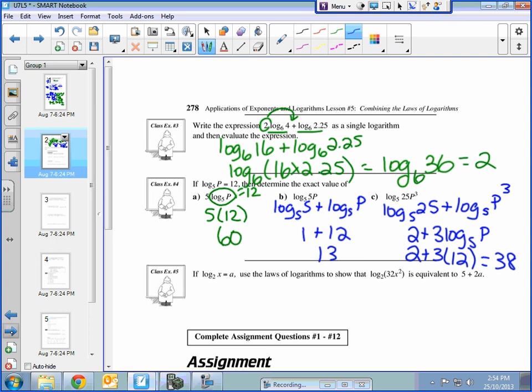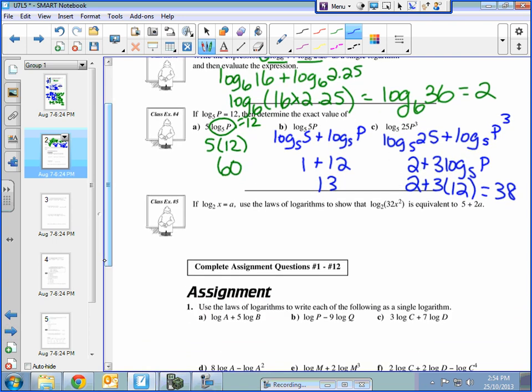Okay, any questions? Okay, last one. Log of x base 2 equals a. Use the laws of logarithms to show that log of 32x squared base 2 is equal to 5 plus 2a. So let's use what we know. Is this squared affecting your 32? Just your x, right? It's inside the brackets. It's just beside the x.